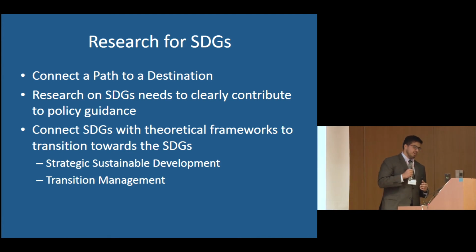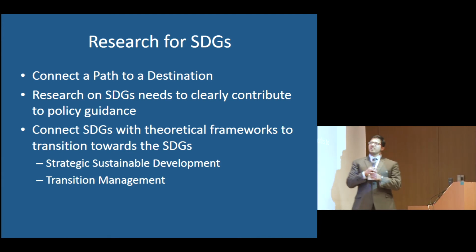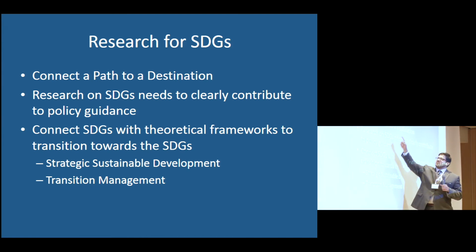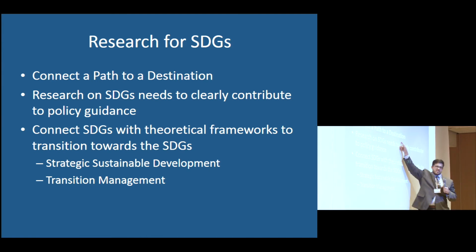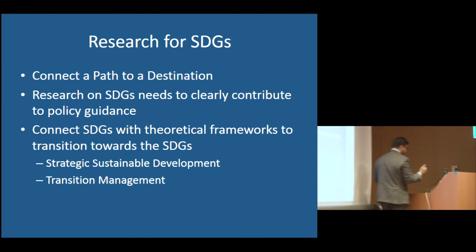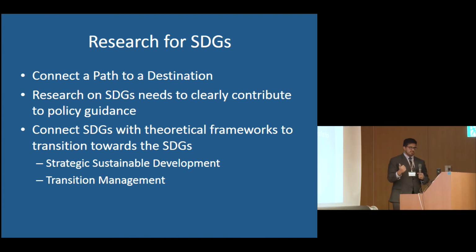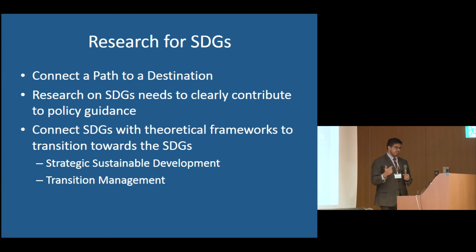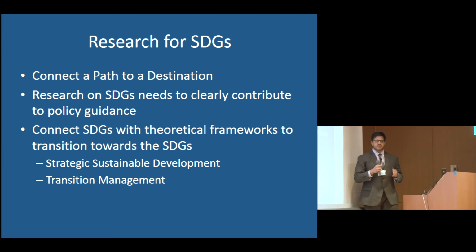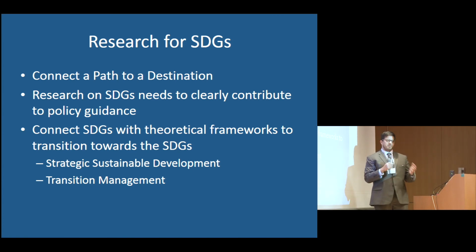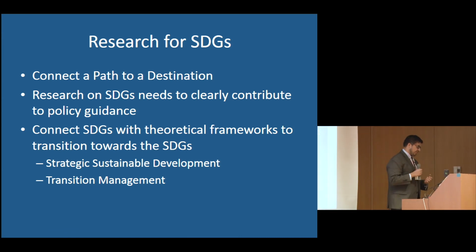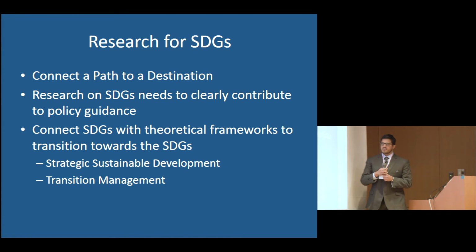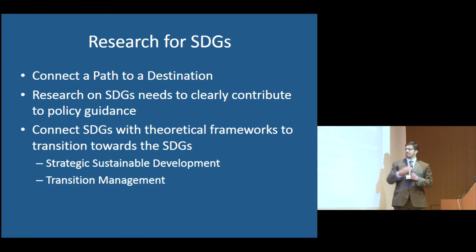And so, just to wrap up, what I'm calling for is that the research community really has to think about how to connect the path to destination. We really need to think about strategic theories of change or strategic theoretical frameworks, linking them to the SDGs. Research on the SDGs really needs to clearly contribute to policy guidance. It can't just be about using the SDGs to support the work you're already doing or to show how important that work is.